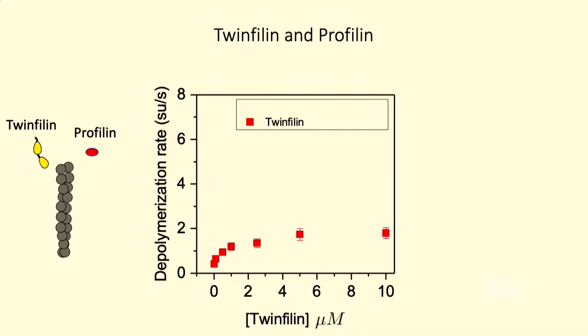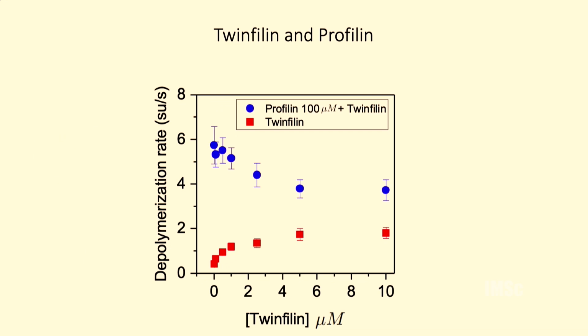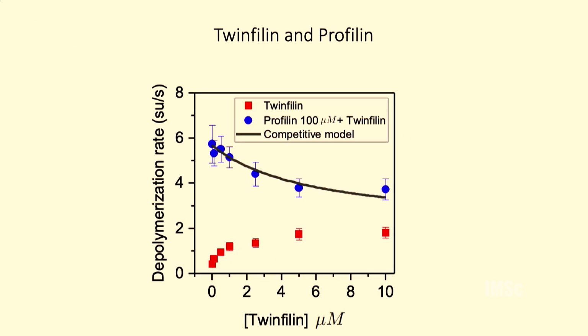Now the question is, what happens if we add twinfilin and profilin? This is the depolymerization rate that you observe just with twinfilin. Now if one changes the concentration of twinfilin, but also adds 100 micromolar of profilin, in the presence of the profilin, one sees what happens. And as you can see, the competitive model really explains it. This is a prediction from the model, and it matches really well with the data. So what it tells you is that they are really competing.